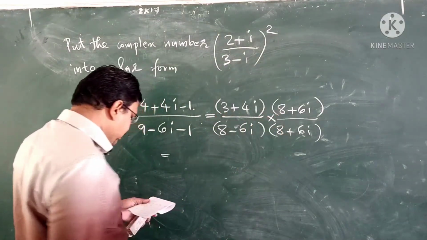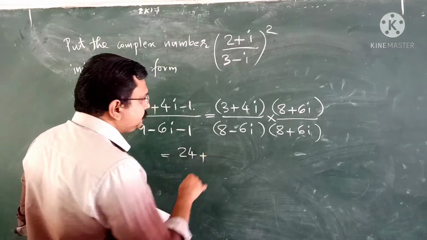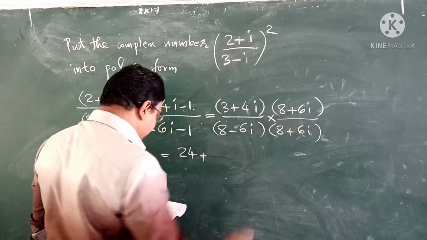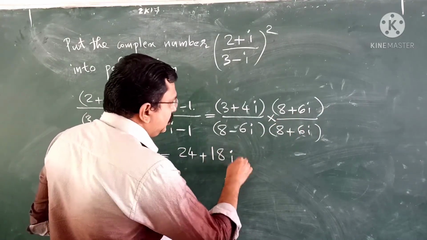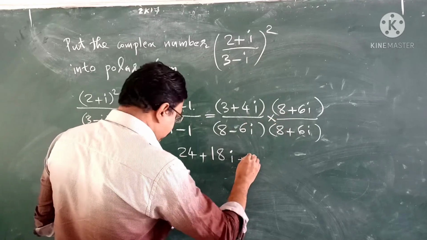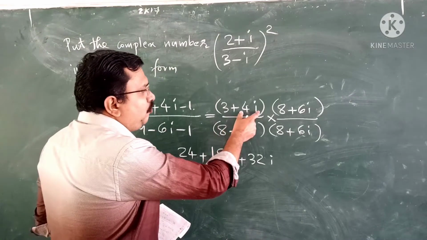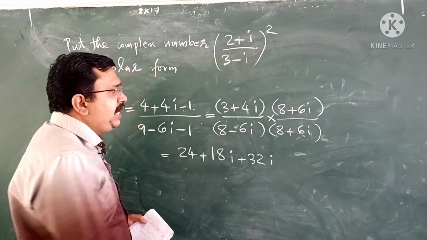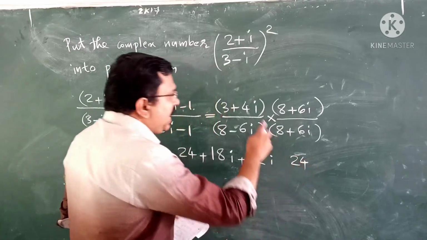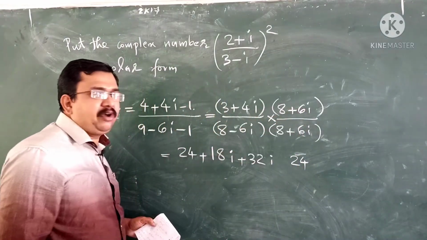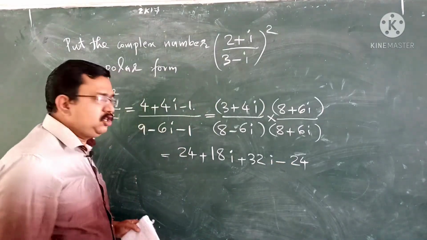3 into 8, 24, plus 3 into 6i, 18i, plus 4 into 8, 32i. The last one is 4i into 6i. We know that 4 into 6 is 24, but i into i is i square, and i square is minus 1. Therefore, this term is minus 24.